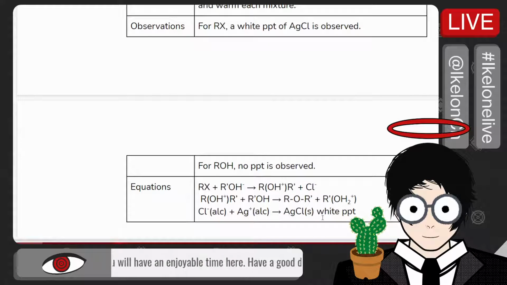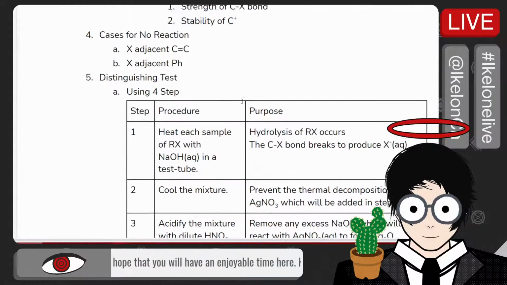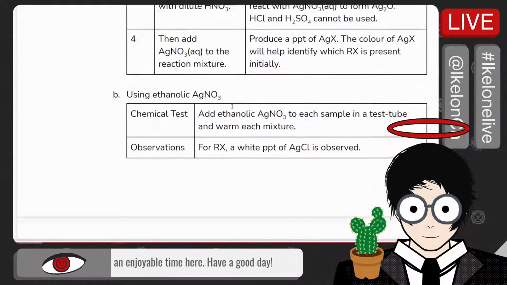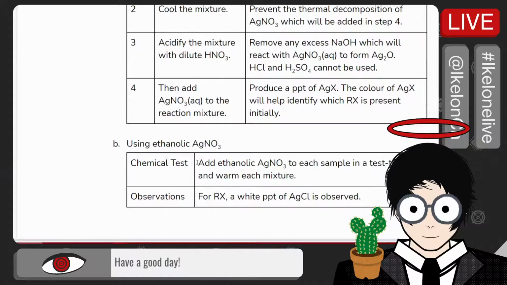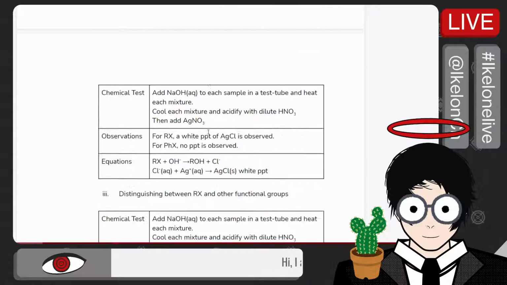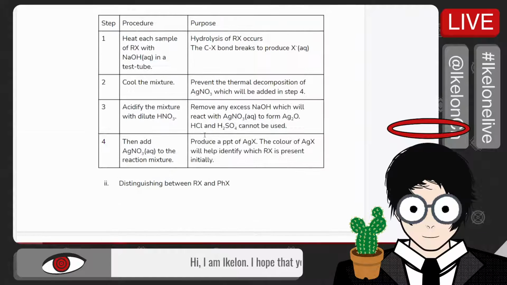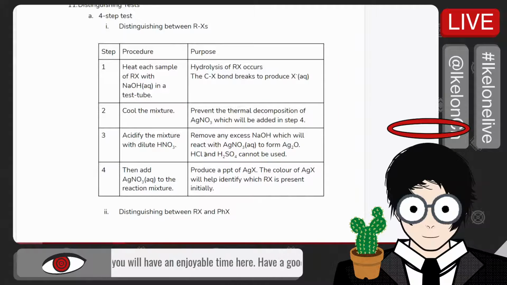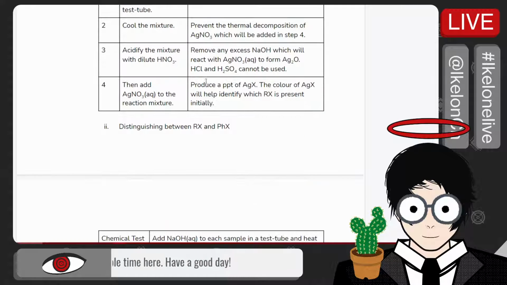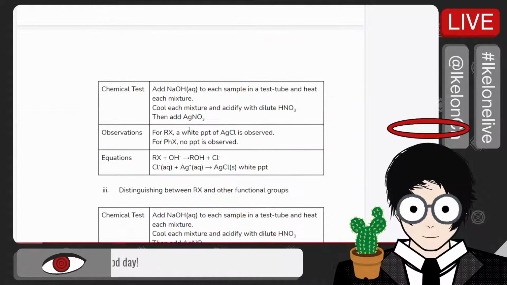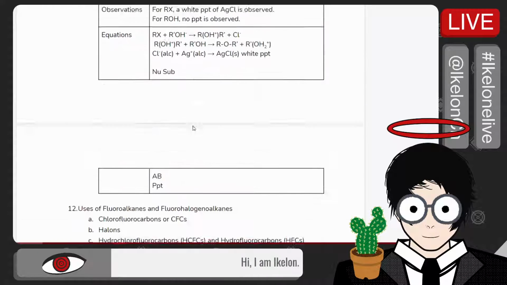This is what actually happens if you are curious. ALC stands for alcohol. So that's the two main tests we use. This is for the fourth step: the two tests, which cases we use them in, and how we can use them to distinguish. You need to know when you use them and how you use them, whether you're distinguishing between RXs, between RX and PhX, or between RX and other functional groups.